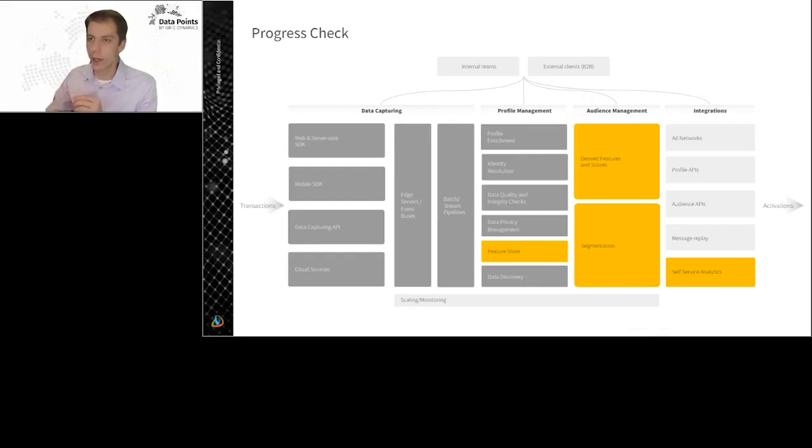So thus far we were talking about these data capturing capabilities. We talked about some of the data capturing services that we generally need to develop in this type of solution. And we talked about some profile management capabilities that are needed to perform data enrichment, identity resolution, and data quality checks. Of course this was not a full list of services, but at least it provided some overview of what kind of services we generally need to develop on this side to consolidate the data and make it available for downstream processing.